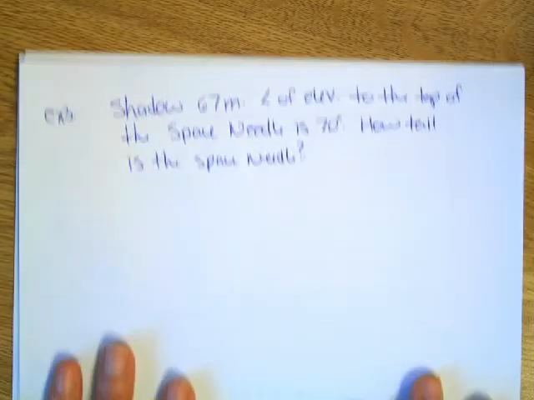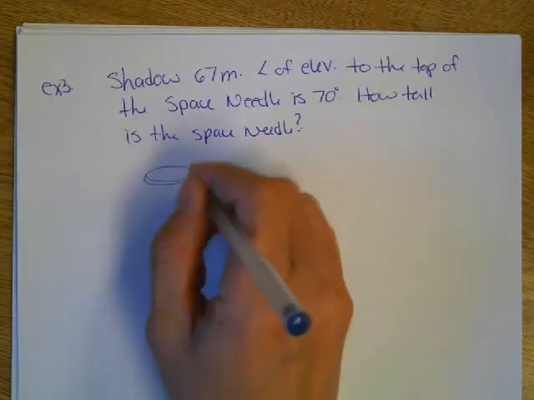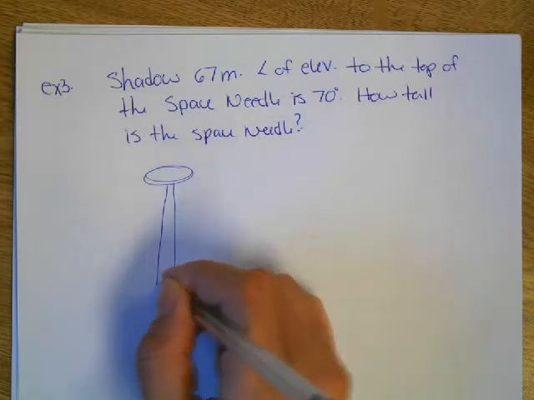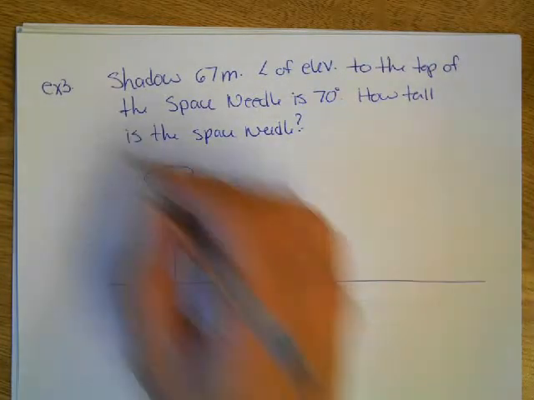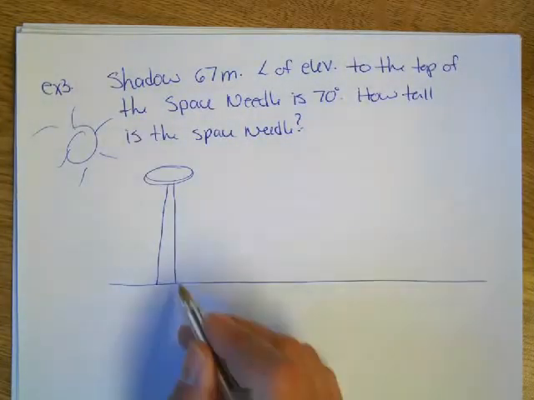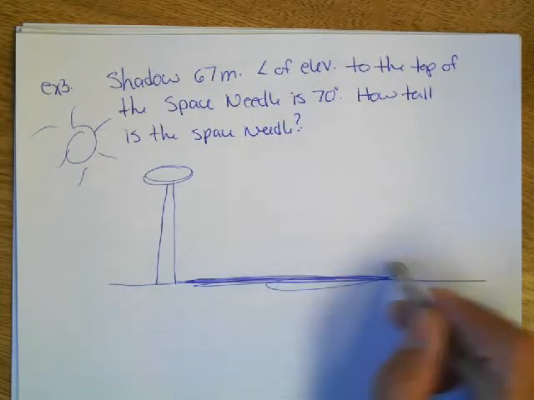Okay, so it's all about the picture. So, Seattle Space Needle, kind of shaped like this. And then here's our ground level. Here's the sunshine, creating this shadow on the ground here. There's the shadow on the ground.